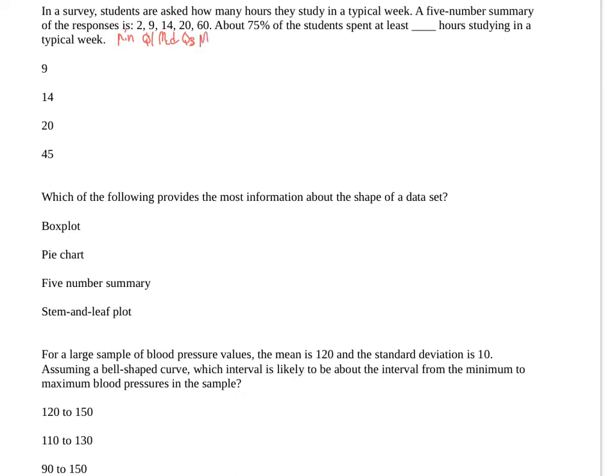And the maximum. So that's the 5-number summary. Those are the 5 numbers that were given. The minimum value for the number of hours studied per week is 2. The maximum is 60. 25% of people studied 9 hours or fewer. 75% of people studied 20 hours or fewer. 50% of people studied 14 hours or fewer.